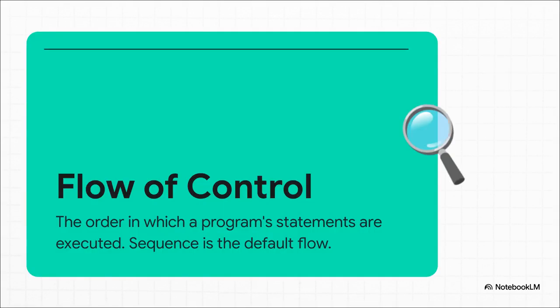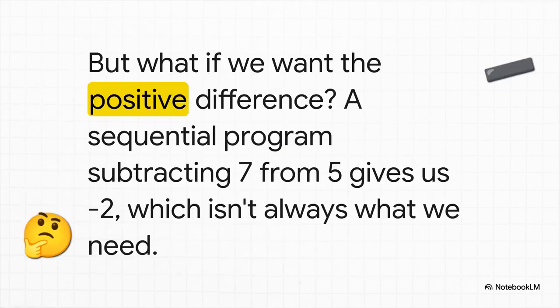And this whole idea actually has a name, flow of control. It's literally just the order the program follows its instructions. And that default flow, that bus journey we were just talking about, that's called sequence. One instruction right after the other. Simple as that. And see, that's where we hit a wall with the straight road. It gives us zero choices.